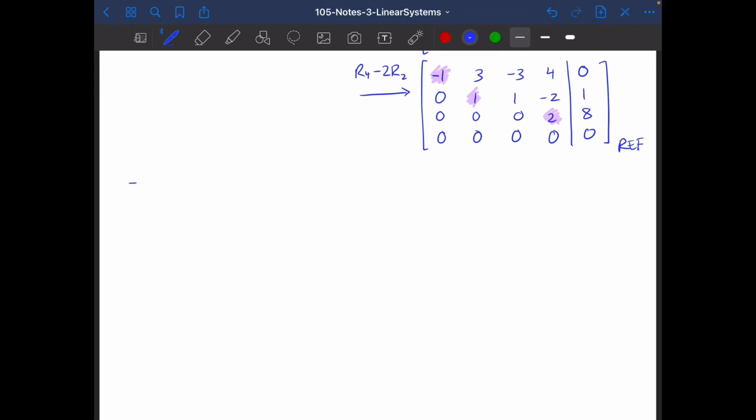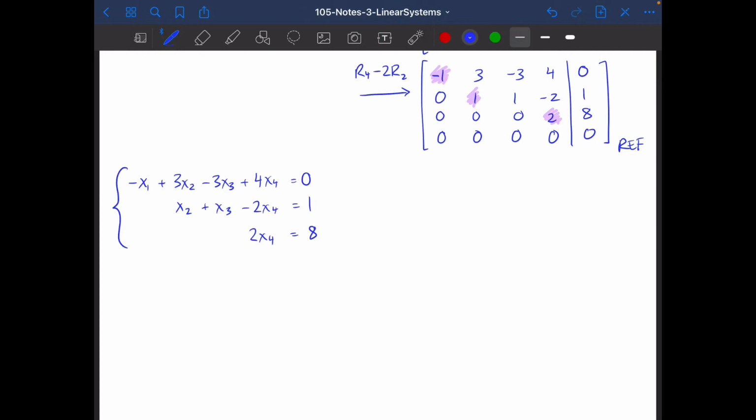So I have minus x1 plus 3x2 minus 3x3 plus 4x4 equals 0 as my first equation. Then I have x2 plus x3 minus 2x4 equals 1 as the second equation. And the third equation gives me 2x4 equals 8. The fourth equation gives me 0 equals 0. I will not write that one down.